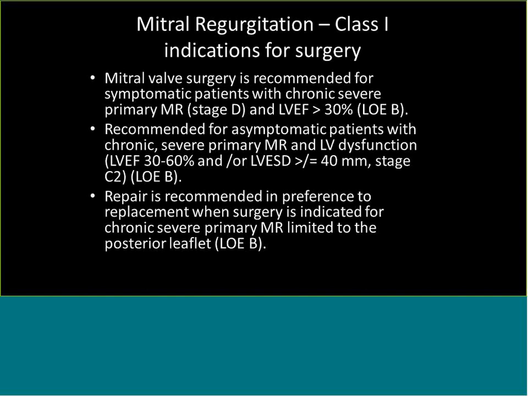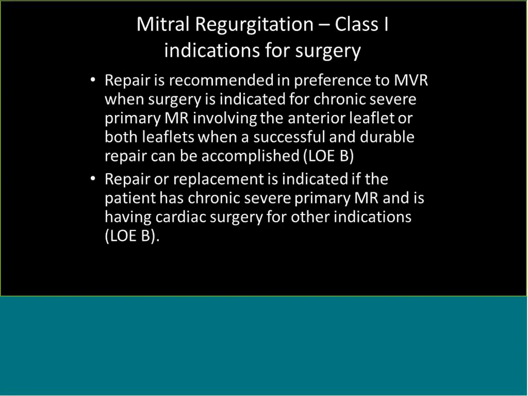Surgery is indicated for chronic severe primary MR limited to the posterior leaflet, so you can get a good durable repair, in preference to replacement, so that you can maintain that subvalvular apparatus, so that when the ventricle squeezes, the chordae and the papillary muscles are working to wring out that ventricle. So it works together to help with that ventricle's normal shape and function.